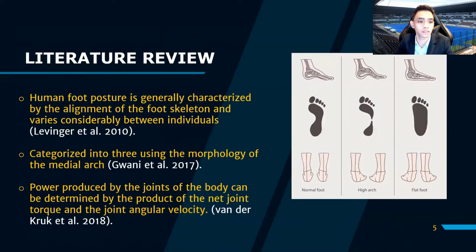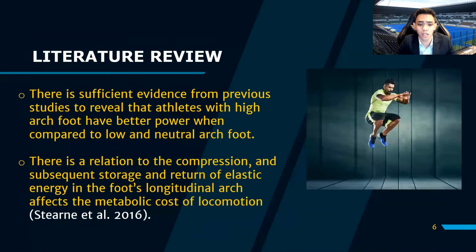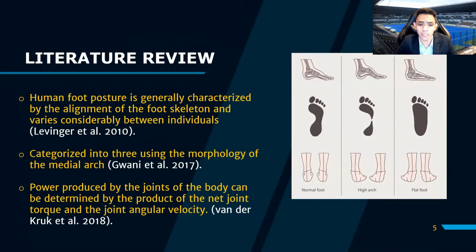Moving to the next slide, our literature review. The human foot is a complex anatomical structure which consists of multiple bones, ligaments, and muscles. Human foot posture is generally characterized by the alignment of the foot skeleton and varies considerably between individuals. Foot arches are categorized into three types using the morphology of the medial arch, which are high, normal, and low foot arch.